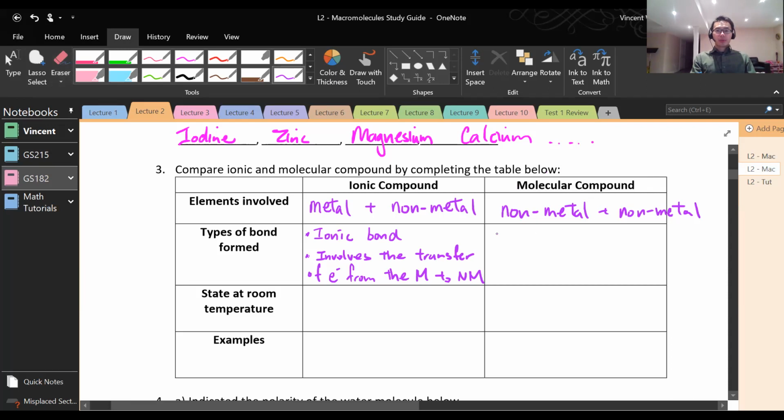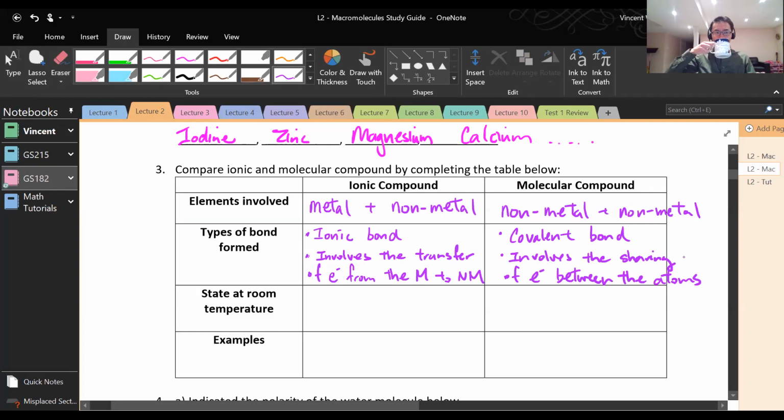Whereas in the molecular compound, the bond is called covalent. Covalent bond. Rather than having a transfer of electrons, it involves the sharing of electrons between the atoms. Any questions so far?